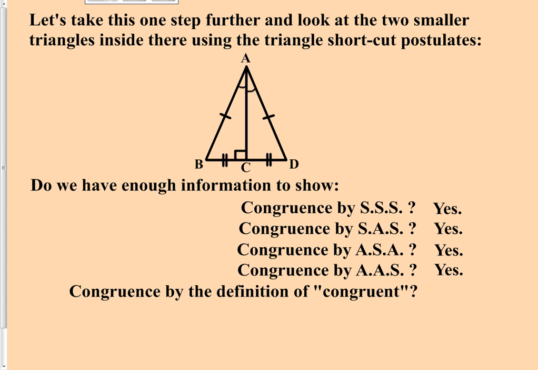I wonder if we even have enough information to say that these two triangles are congruent without even using the shortcuts. Let's look at the definition of congruence. In order to answer that, all corresponding angles from your two triangles have to be congruent. Do we have that information?